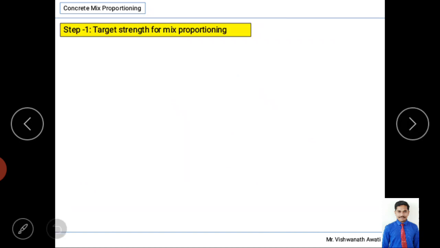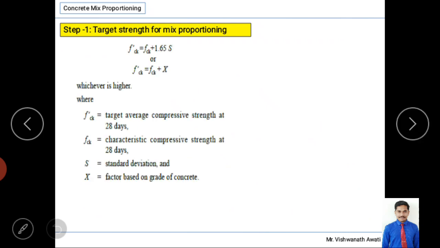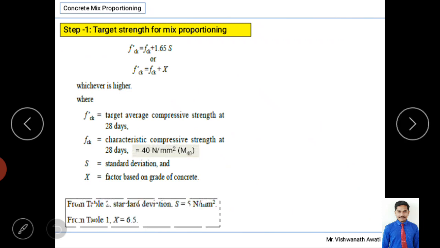Now we'll begin with the first step as a revision, target strength for mix proportioning. How we calculated in the last video using these three formulas, and whichever gives the higher value will be selected as the target strength. Here the unknown is the S value in the first equation, and the unknown in the second equation is X, and both values we get from the table in the 2019 codebook.